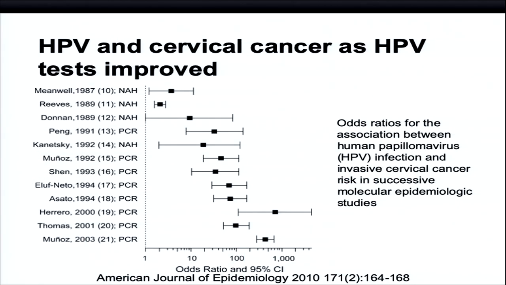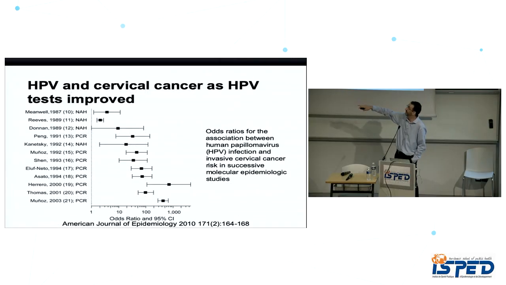This is the data on the relationship between HPV and cervical cancer, so these are in chronological order, starting on the top, which was in 1987, going down to the bottom, which is in 2003. If you look at the size of the effects as the tests for HPV got better and better, the effect sizes get bigger and bigger. In 1987, 1989, we were measuring effect sizes in the ranges of 2 to 3. In 2003, as the misclassification starts to go away, we're measuring effects in the neighborhood of 700.